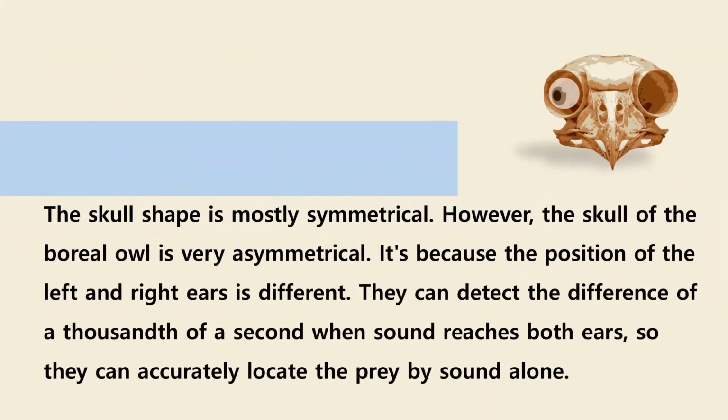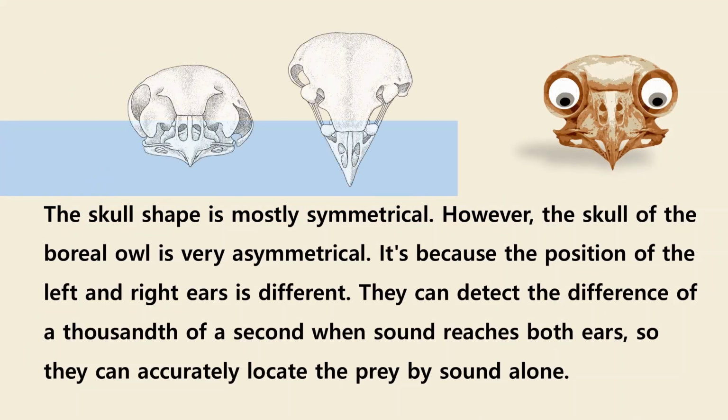The skull shape is mostly symmetrical. However, the skull of the boreal owl is very asymmetrical. It's because the position of the left and right ears is different. They can detect the difference of a thousandth of a second when sound reaches both ears, so they can accurately locate the prey by sound alone.